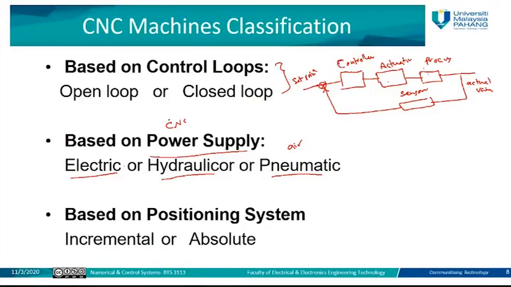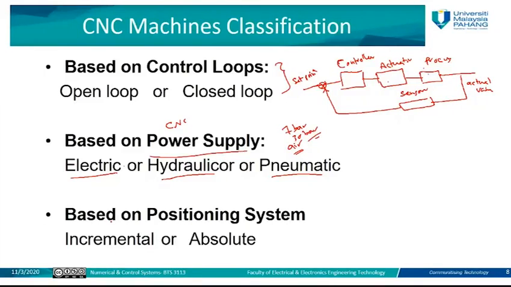For that, we classify the CNC machine based on the power supply that is used to run or rotate this machine. So if, for example, my machine depends on pneumatic, in order to rotate this machine I need to have compressed air. This compressed air, for example 7 bar or 30 bar, depends on the pressure that I require to rotate these machines.